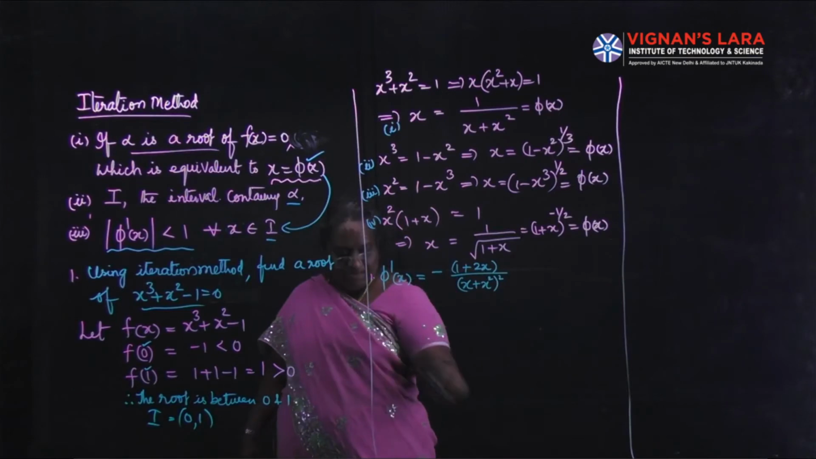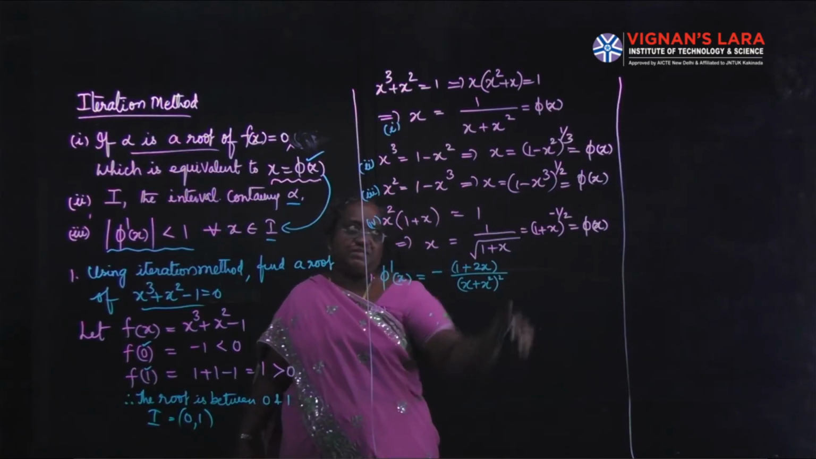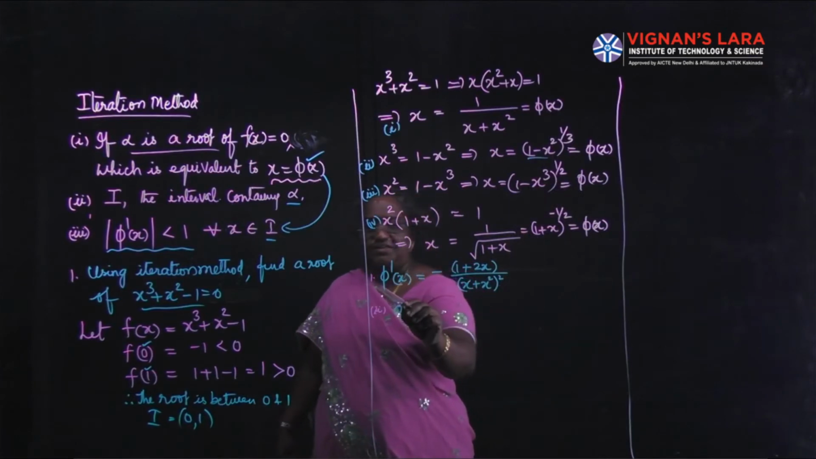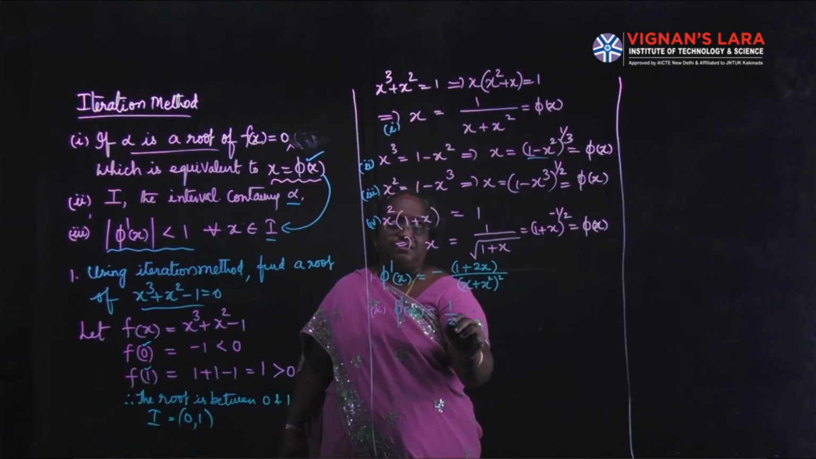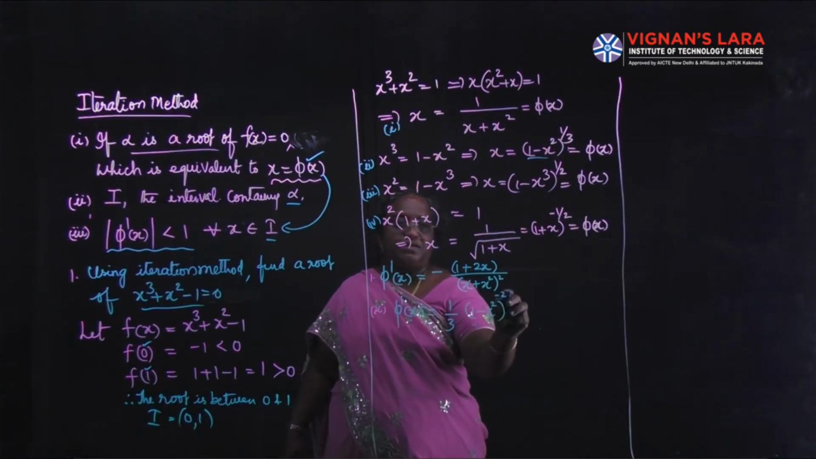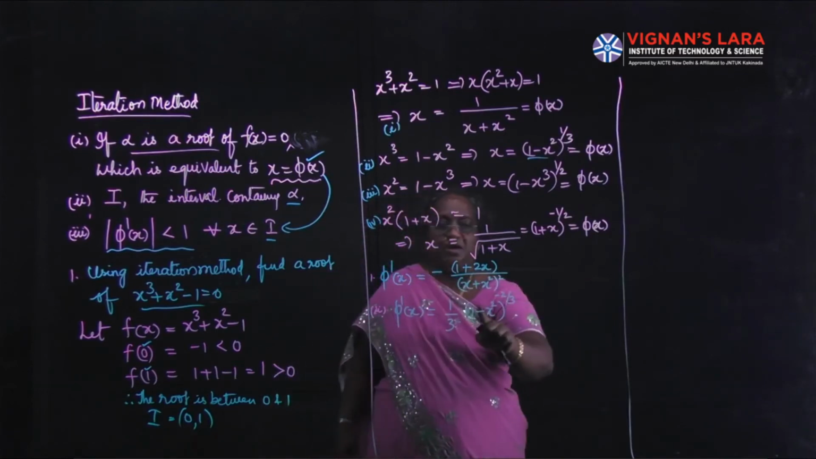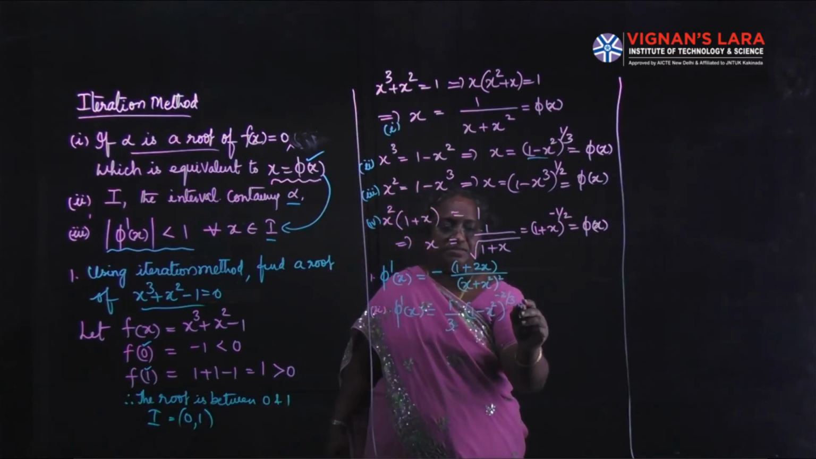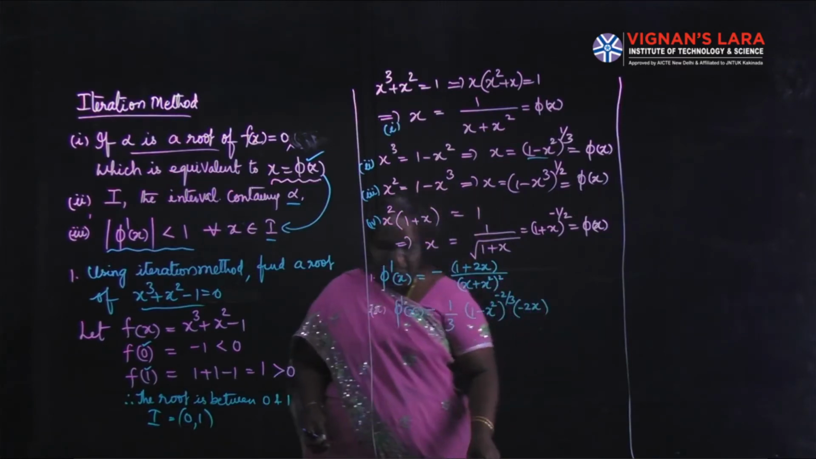For the second case, see what is phi dash x. Phi dash x is equal to 1 by 3 into (1 minus x square) whole power minus 2 by 3, since 1 by 3 minus 1 is minus 2 by 3, into the derivative of minus x square, which is minus 2x. This is phi dash x for the second function.